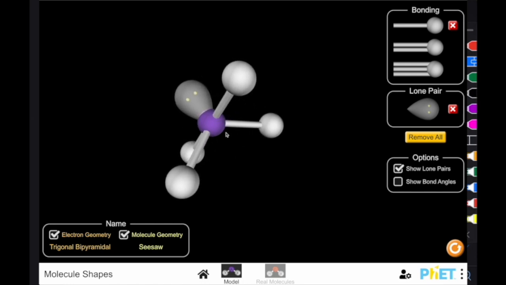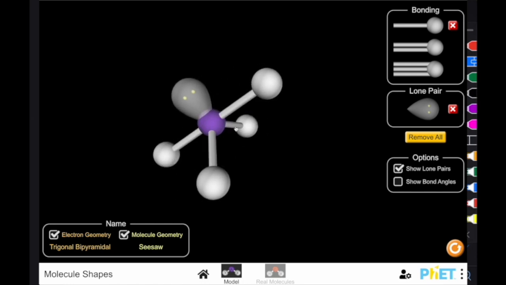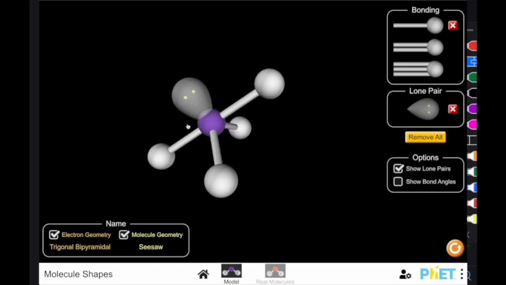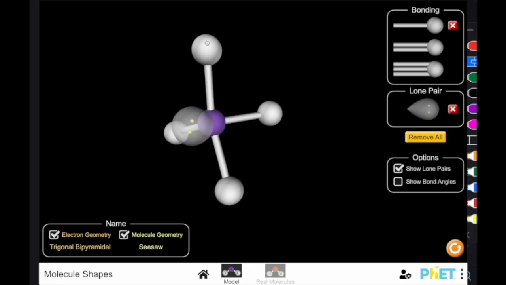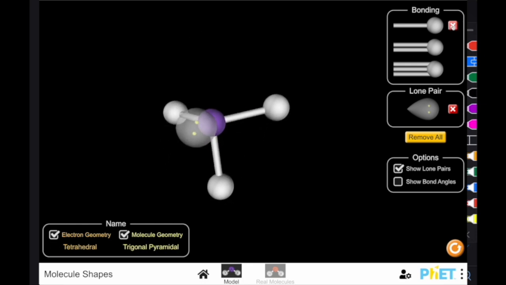It's the seesaw shape. There's your seesaw. But that lone pair went into one of those 3 equatorial positions. You can see there's the plane. There's the equatorial plane, and these are the 2 that are axial to it.